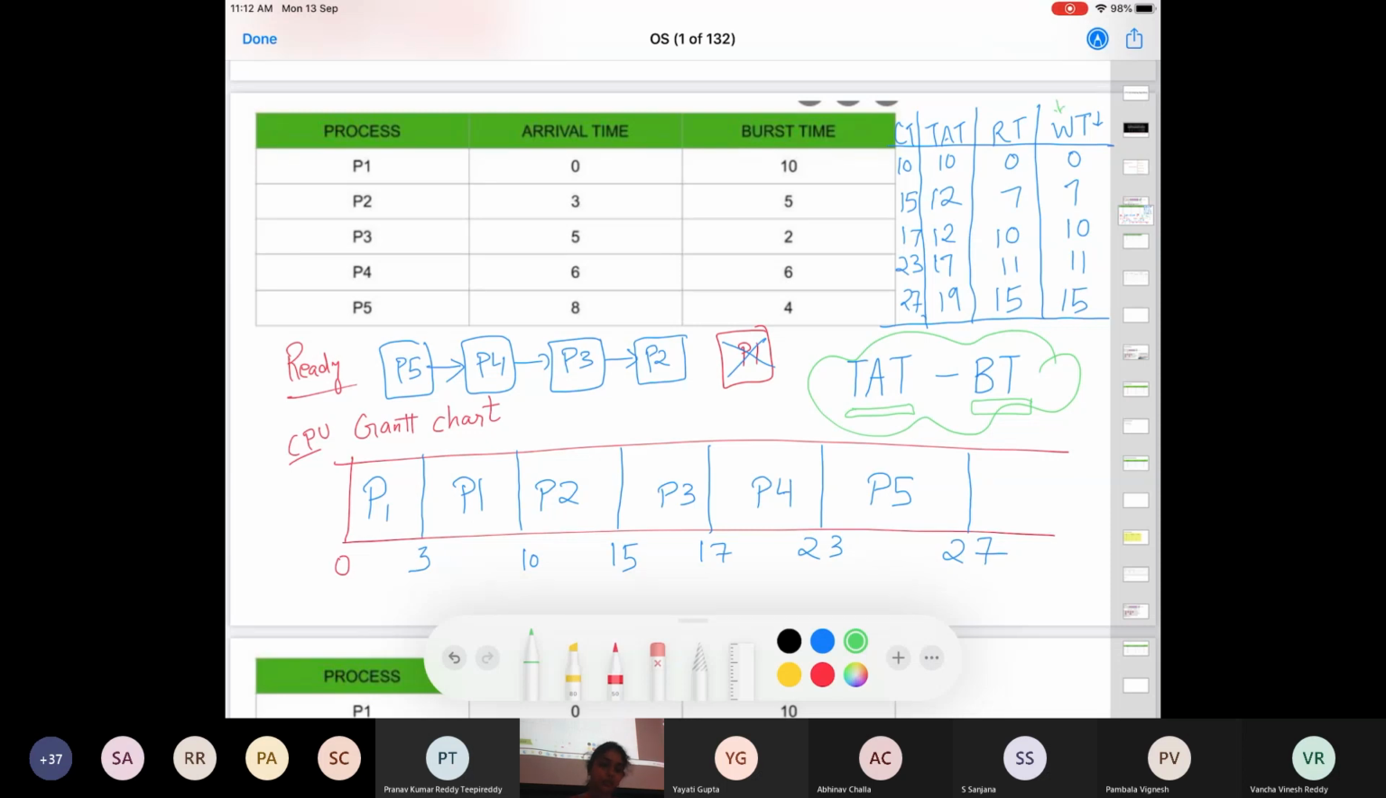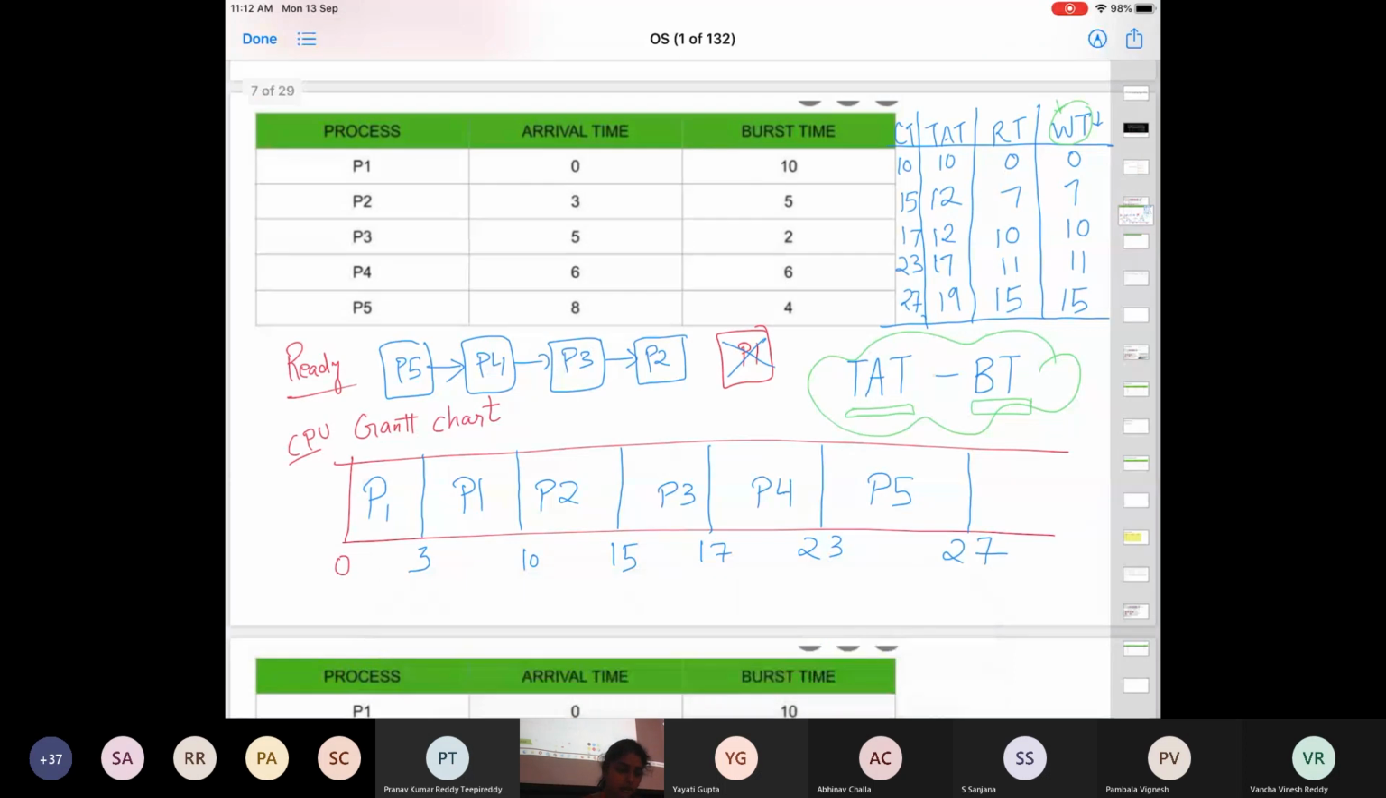So it's not CT minus TAT, it's TAT minus BT. So turnaround time minus burst time. So you can calculate waiting time like this. When we look at other scheduling algorithms, computing waiting time by looking at the Gantt chart is going to be cumbersome. So this is how you can compute it there.